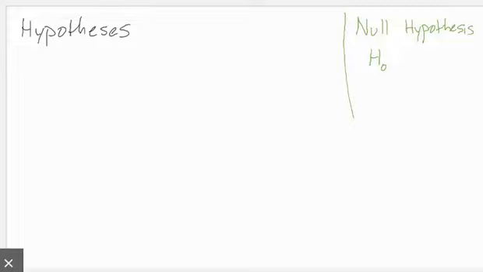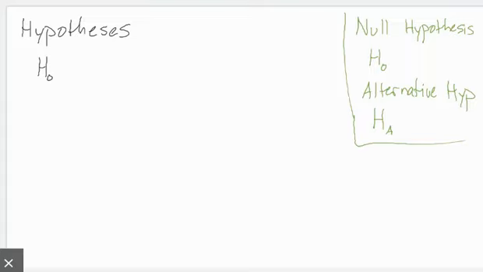So the null hypothesis. The other hypothesis that we're going to look at is called the alternative hypothesis. And the symbol for the alternative hypothesis is H sub A. So a little bit of symbology there. Null hypothesis, H sub O, and alternative hypothesis, H sub A. All right, let's go back to the actual work, and let's write down our null and alternative hypotheses.